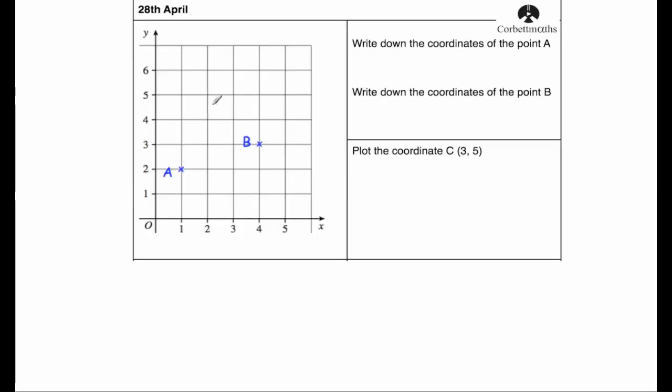So our first question is a coordinates question. We've been asked to write down the coordinates of the point A. So the point A, we've gone 1 along the corridor and 2 up the stairs. That would be the coordinates of the point 1, 2.